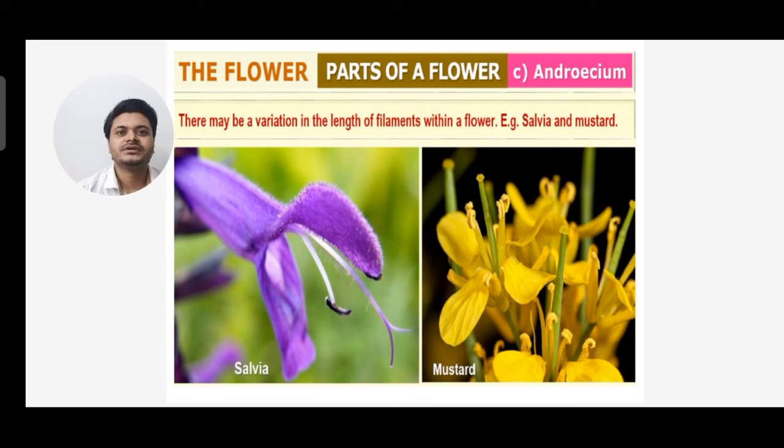Now there may be a variation in the length of filament within the flower. Examples are salvia and mustard. So the length of the filament will vary from flower to flower.